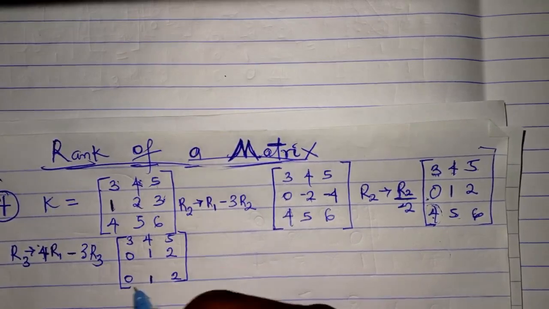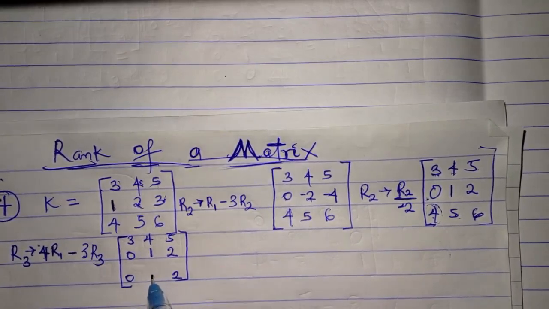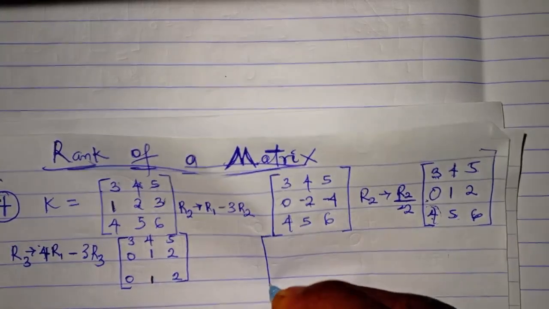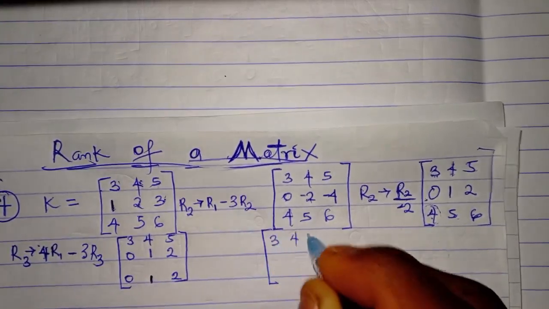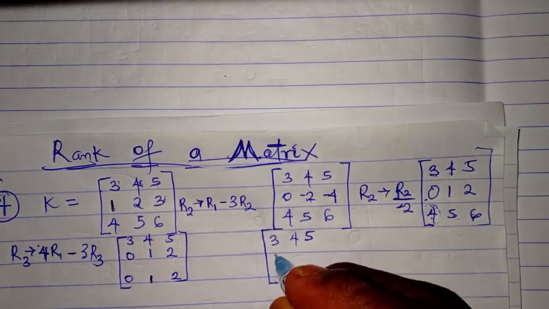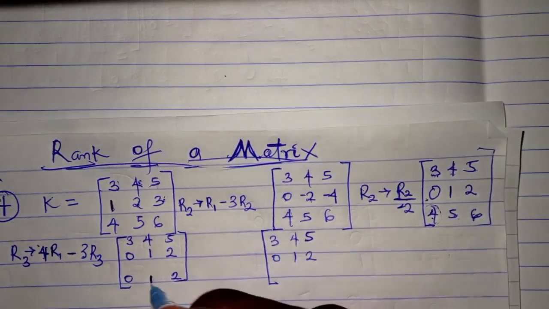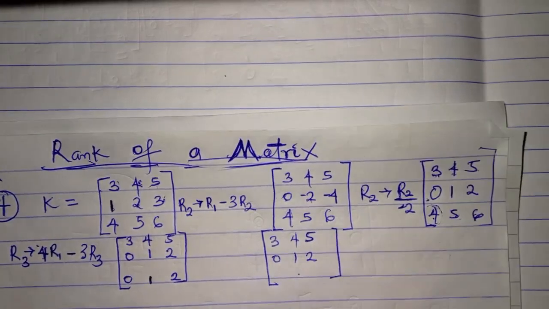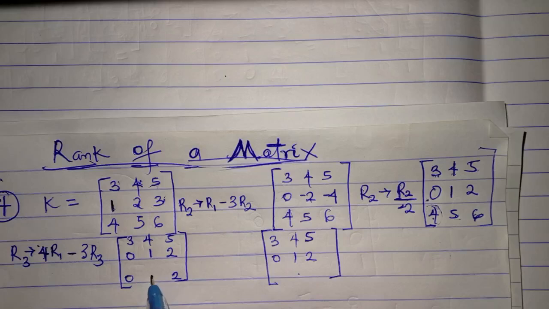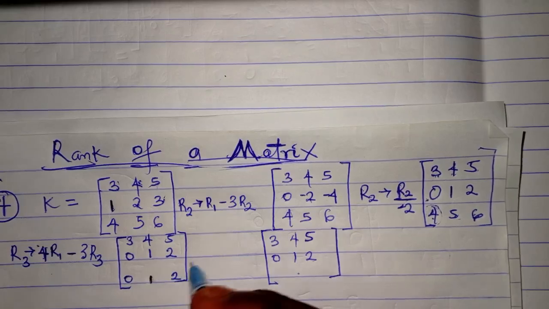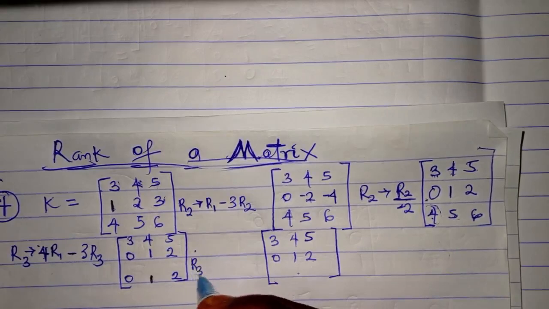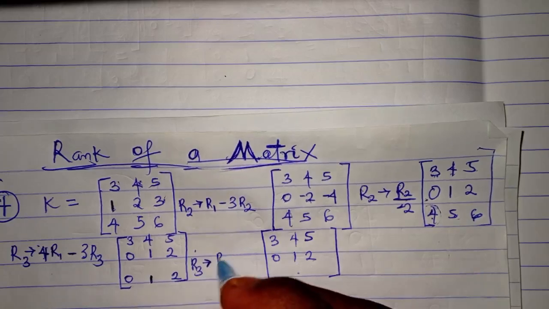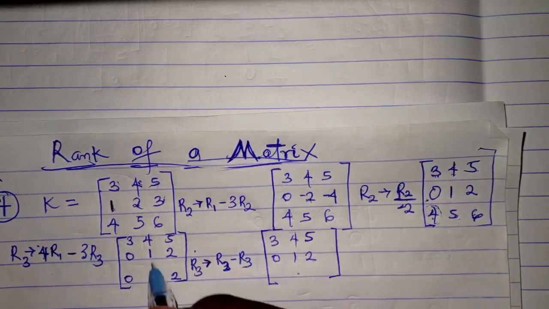See, I want to make this one 0. So I can easily work with row 1 and row 2. The old row 1 will remain the same. The old row 2 will also remain the same. But this old row 3 will change. To make this one 0, I can easily say the new row 3 will be obtained by subtracting row 3 from row 2.